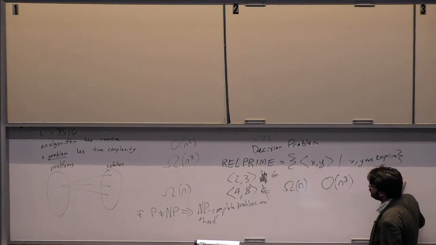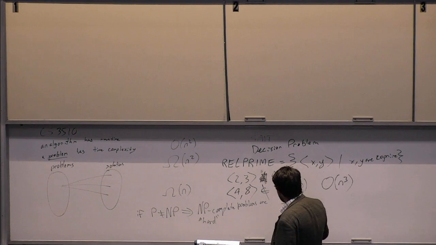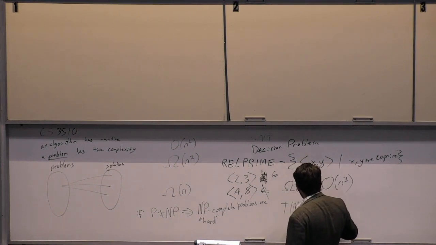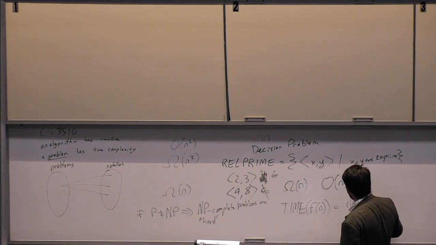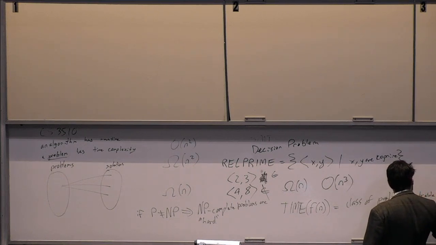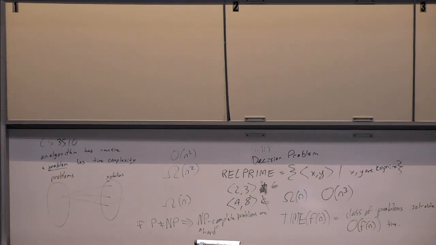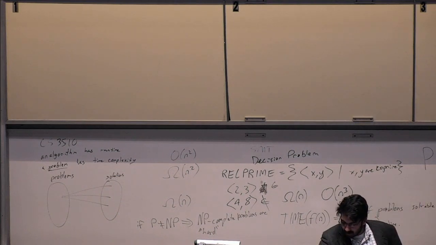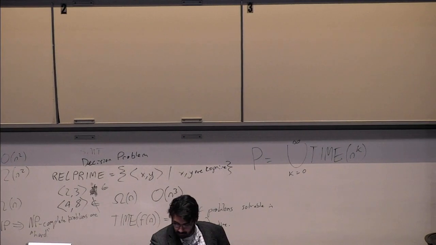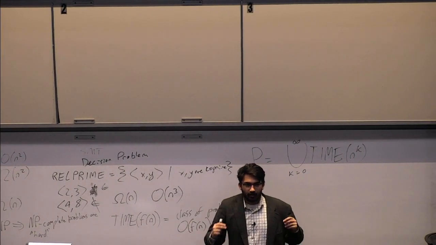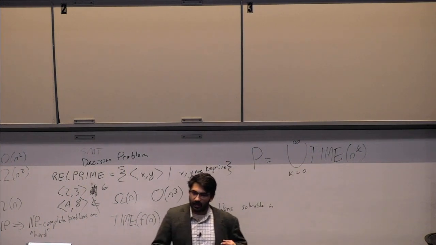And here's what we're going to define. If Time of f of n is equal to the class of problems solvable in O of f of n time, then we define P to be the class of problems that have polynomial time solutions. So if a problem has a polynomial time solution, then it's in P. Any algorithm, and again, this is not about algorithms, but if a problem has an algorithm that solves it efficiently, then we say that that problem is in P, right?